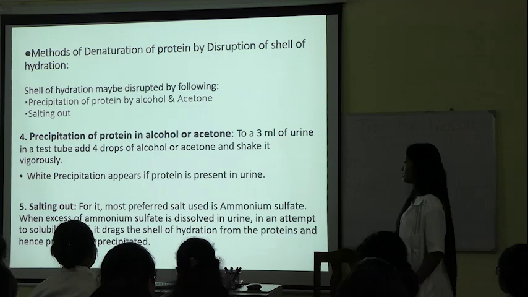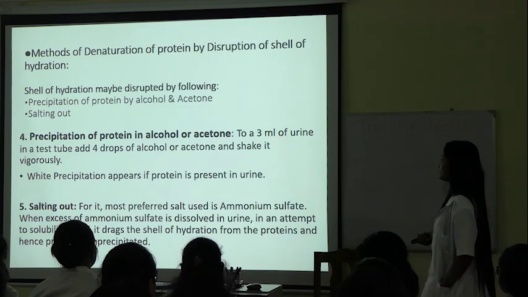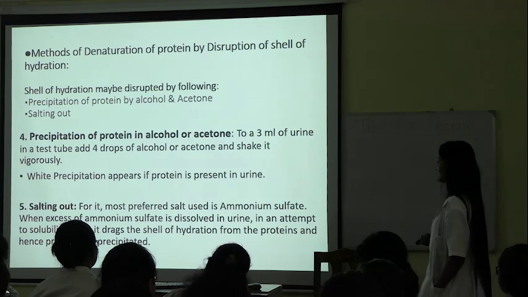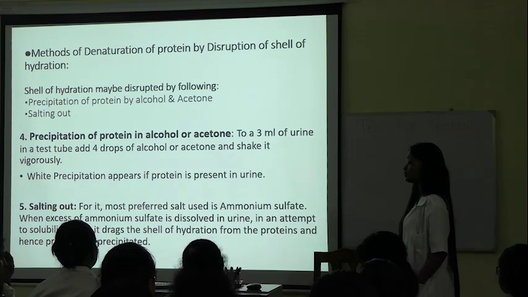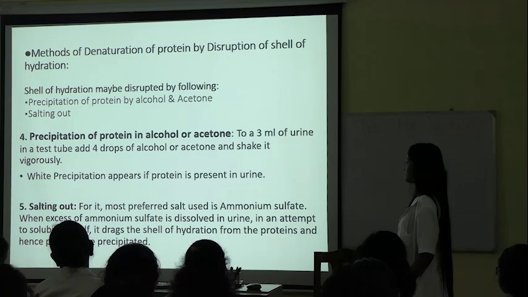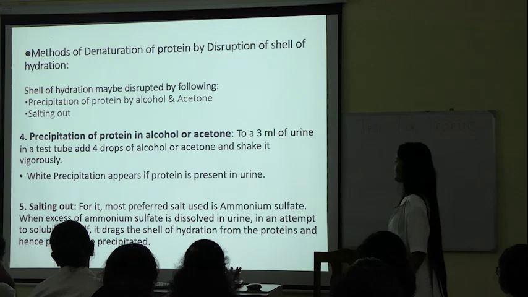White precipitation appears if protein is present in urine. And fifth one is salting out. The most preferred salt used is ammonium sulfate. When excess ammonium sulfate is dissolved in urine, in an attempt to solubilize itself, it drags the shell of hydration from the proteins, and hence proteins are precipitated.